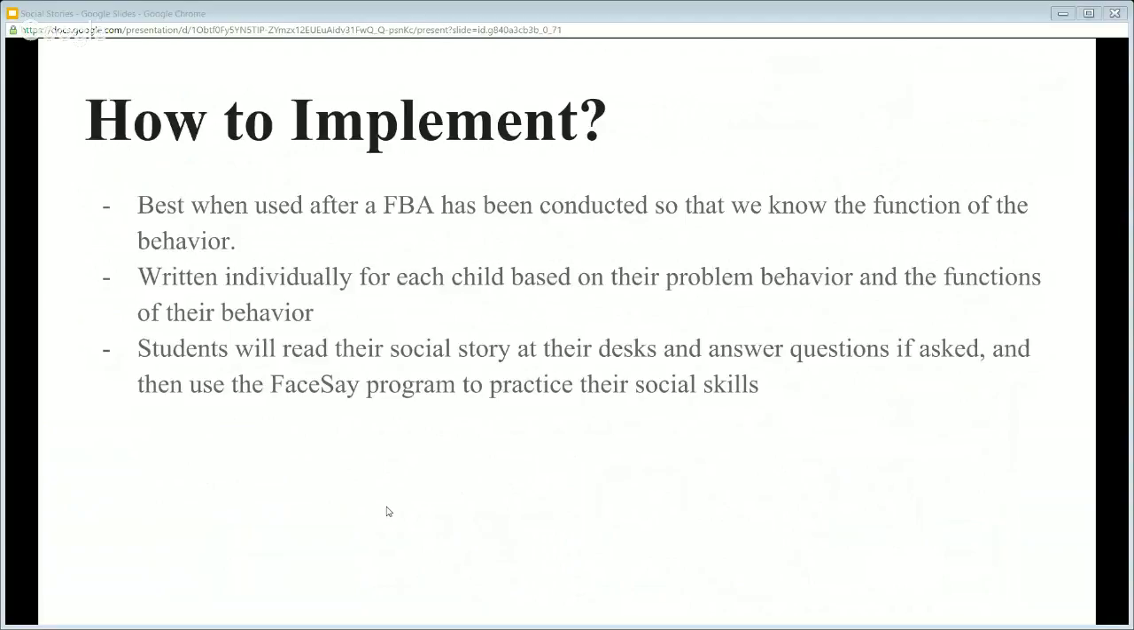As I said before, the students are going to read their social story at their desks at our school and then answer questions about it, either through fill in the blank or verbally. Those social stories will be in their binders. After reading those social stories in their binders, they will go to the computers and use the FaceAid program to practice their social skills.